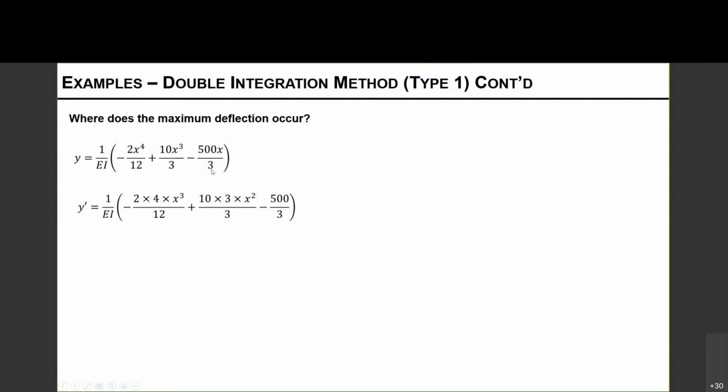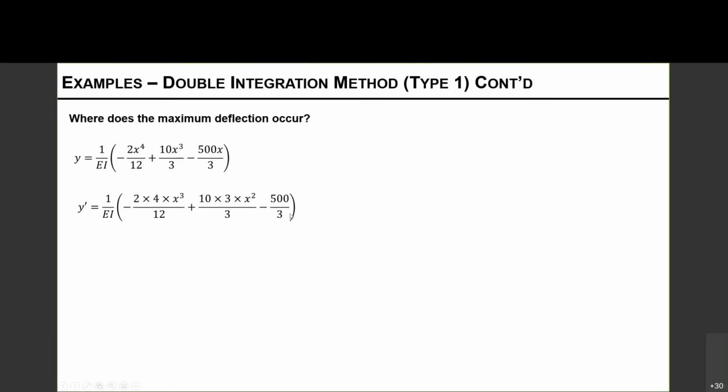If you have the first derivative and you set it to 0, that means the slope of this function is going to be 0. It could be either a maximum or a minimum. So this is an application of calculus, all right? If I take the first derivative, it would be something like this: minus 2 times 4x to the power 3, divided by 12, plus 10 over 3 times 3x to the power 2, minus 500 over 3.